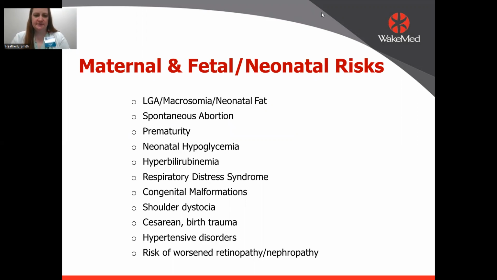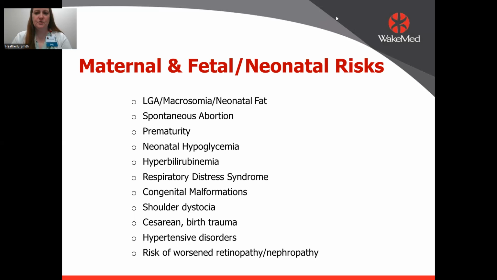Here is our long list of both maternal and neonatal risks, ranging from the baby growing too large and becoming macrosomic, to having neonatal hypoglycemia or jaundice. In the first trimester, we have the risk of congenital malformations and neural tube defects and heart defects. And at delivery, there's a risk of birth trauma and operative delivery. For the mother, there's an increased risk of hypertensive disorders and preeclampsia. If they had pre-existing eye disease or kidney disease, there's a risk that it could worsen as pregnancy progresses. So definitely substantial risk here.